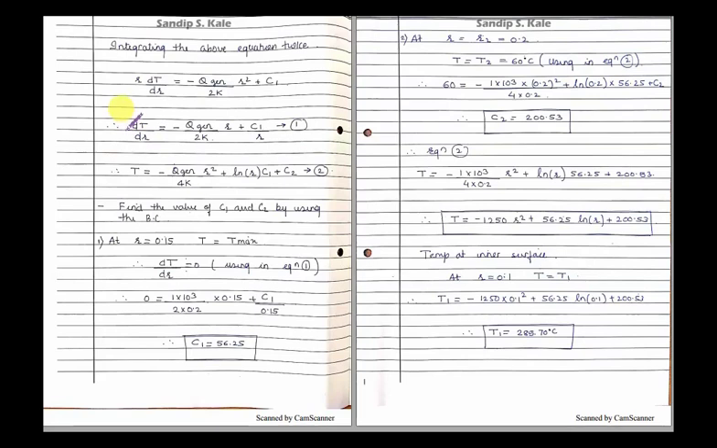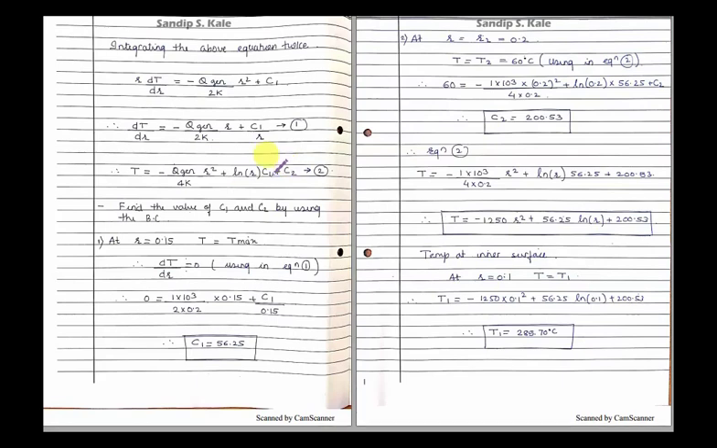Now again integrate equation number 1. What will you get? The integration of dt by dr is nothing but t, that is equal to minus q generation divided by 2k. The integration of r is r square by 2. The integration of 1 by r is nothing but log r. And this another constant is c2.